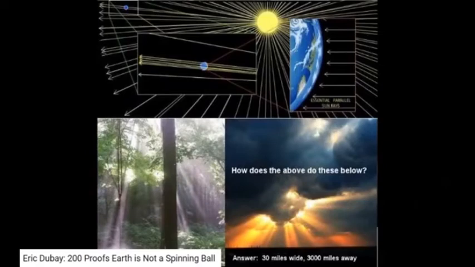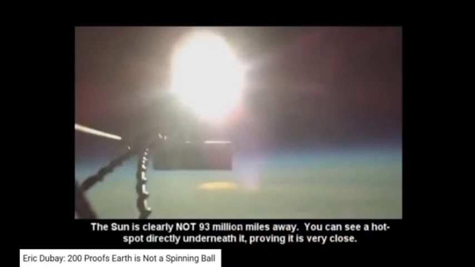124. Amateur balloon footage taken above the clouds has provided stunning visual proof that the sun cannot be millions of miles away. In several shots, you can see a clear hotspot reflecting on the clouds directly below the sun's spotlight-like influence. If the sun were actually millions of miles away, such a small, localized hotspot could not occur.